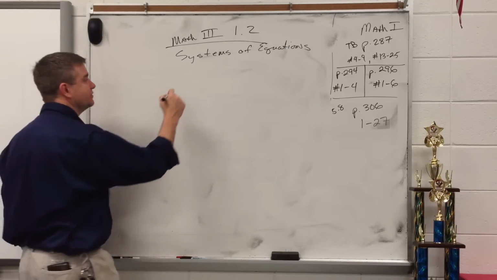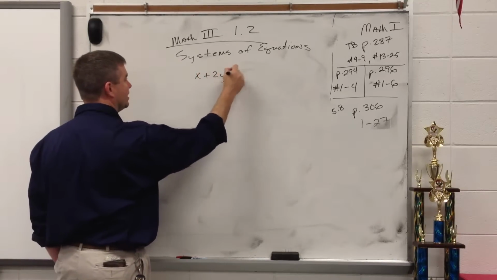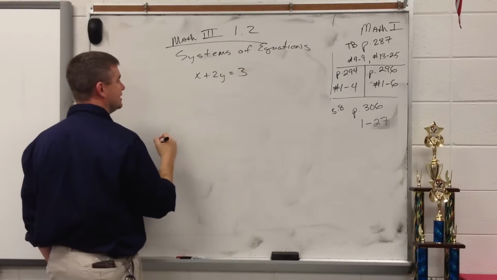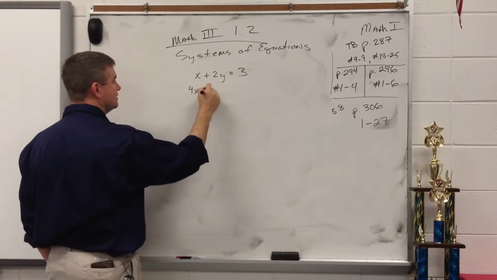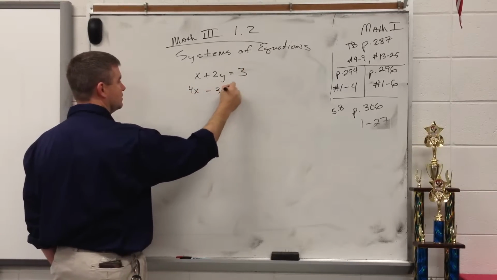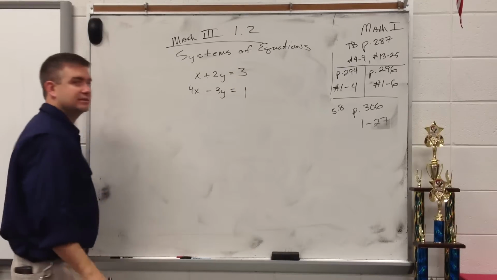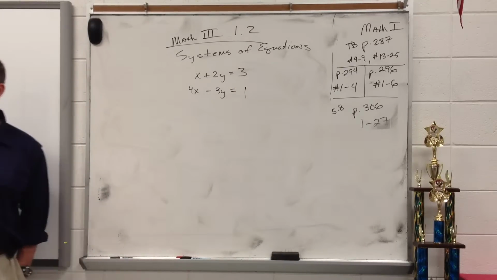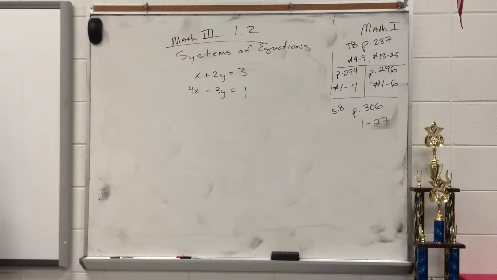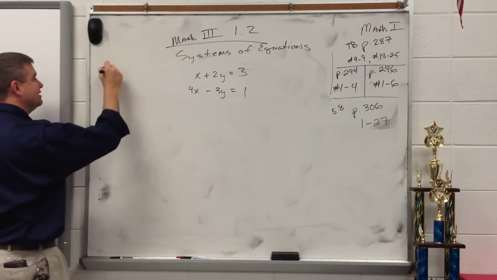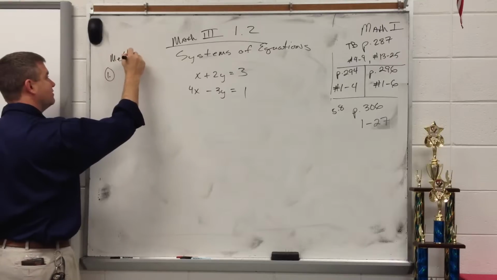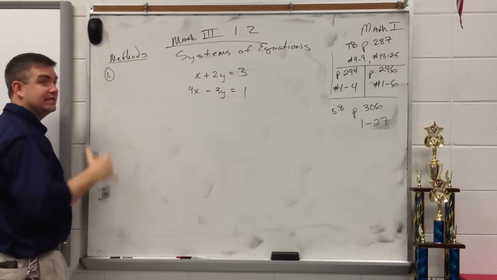Systems of equations, to give you an idea of what they look like, is something like this, and then something like this. So this is an example of a system of equations. You have two equations going on. You have an x and a y. You don't know either one, and you're asked to find the x and the y. Okay? You have three different methods in order to solve this problem. We're going to talk about each one of the methods independently.